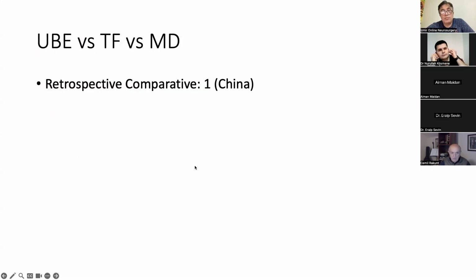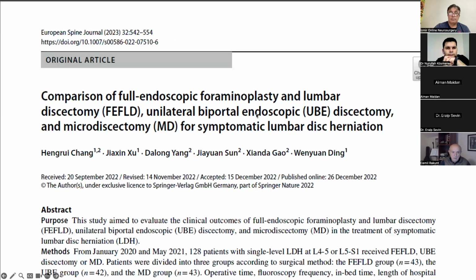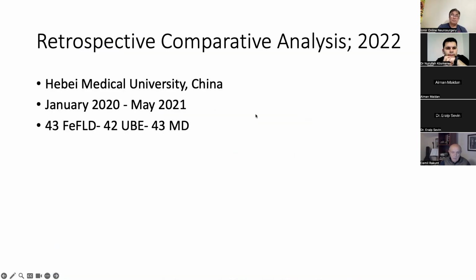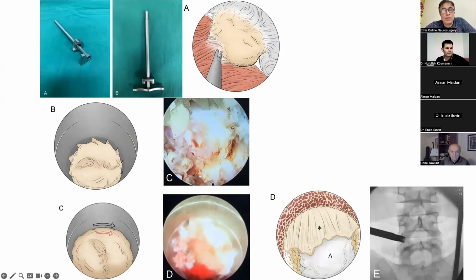I found an English publication in the literature comparing transforaminal discectomy, UBE, and microdiscectomy. This publication also came out of China. This article is from 2023. The cases were operated on between January 2020 and May 2021. There are 43 transforaminal discectomies, 42 unilateral biportal discectomies, and 43 microdiscectomies. Foraminoplasty was routinely performed in transforaminal interventions.